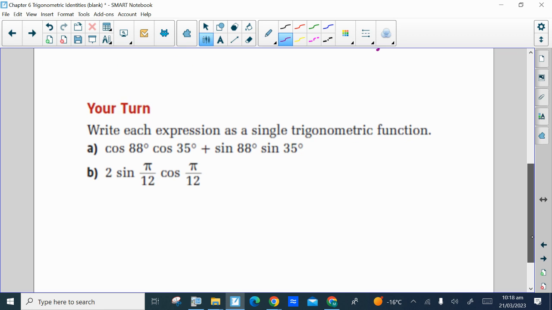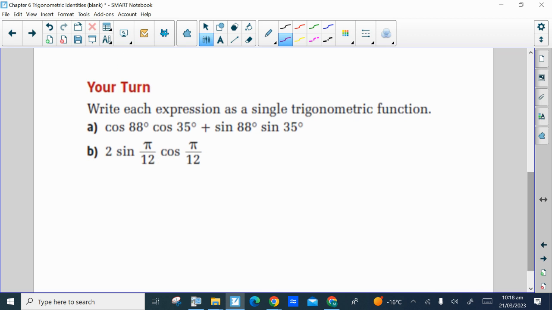All right? So for the ones below, again, write each expression as a single trig function. The first one, the pattern is cos A, cos B plus sine A, sine B. If we replace 88 with A and 35 with B, that's the pattern. Cos A, cos B plus sine A, sine B.